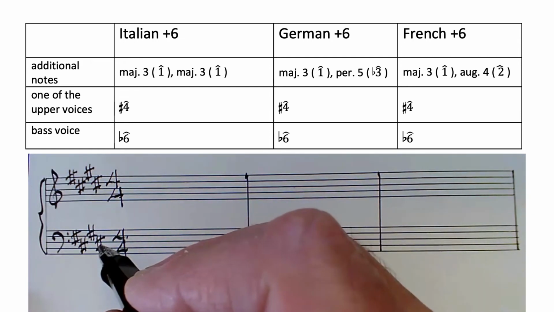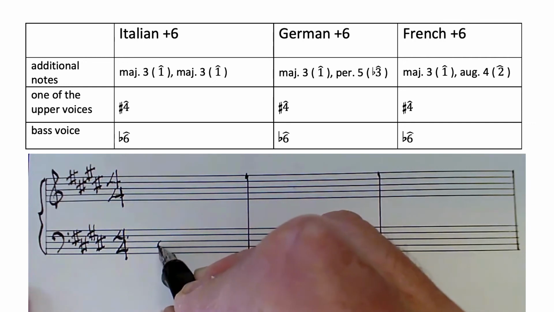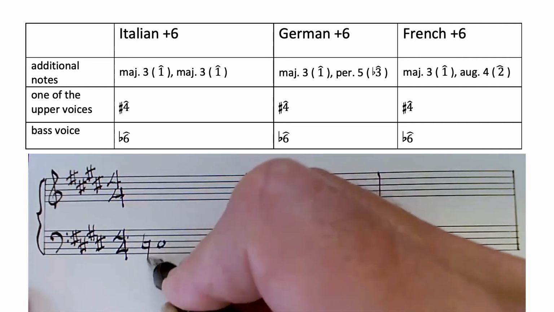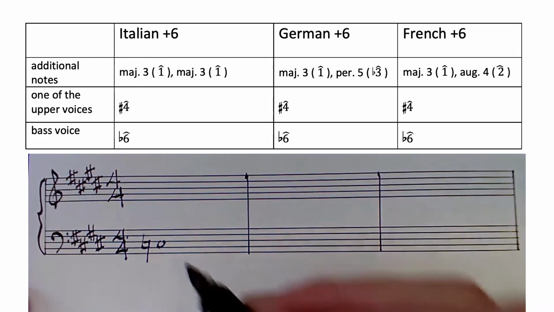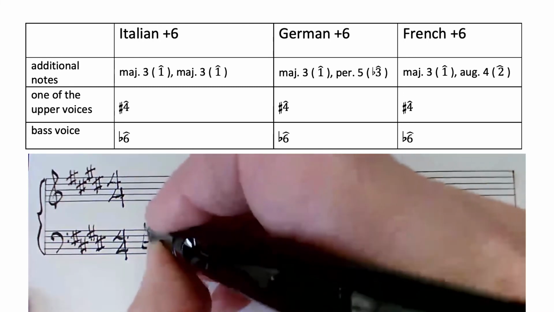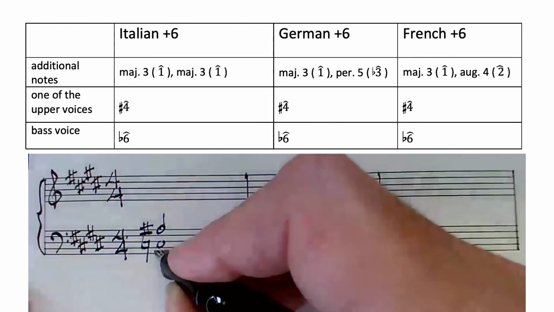Here I am in the key of E. The lowered sixth scale degree in E is C natural. Because I'm in a major key, I will have to apply the natural. In a minor key, I wouldn't have to apply any accidental. One of the upper voices is sharp 4. So in the key of E, sharp 4 is A sharp. Here I'm going to put it in the tenor voice. Could have been in any of the top 3 voices.